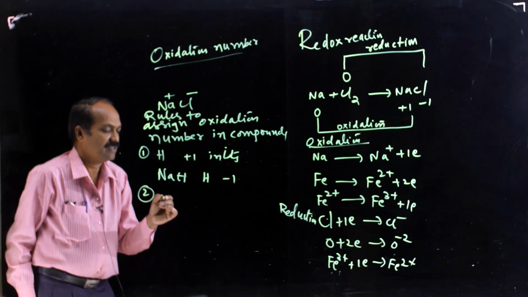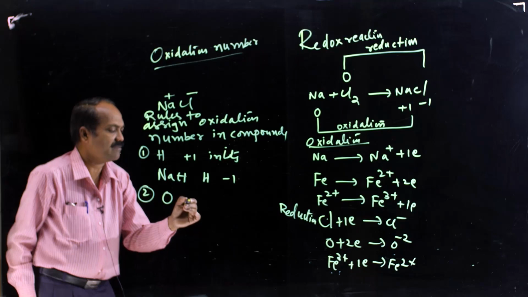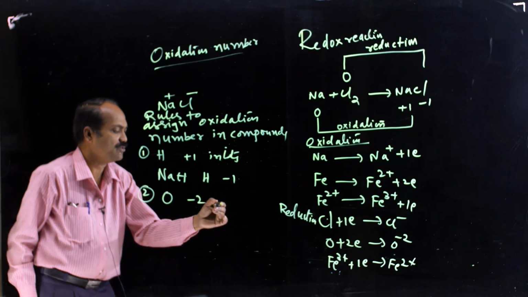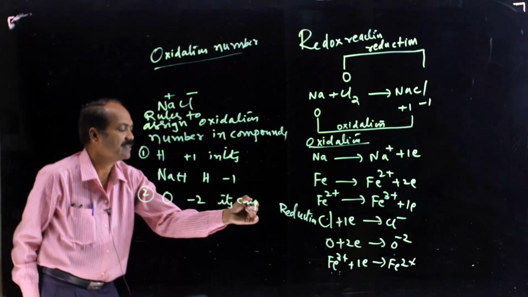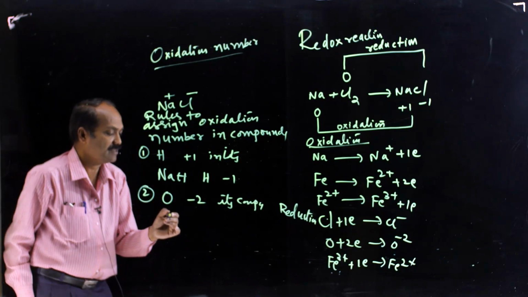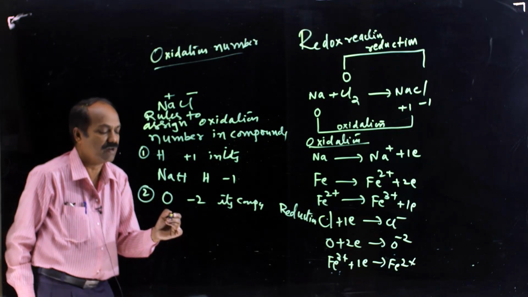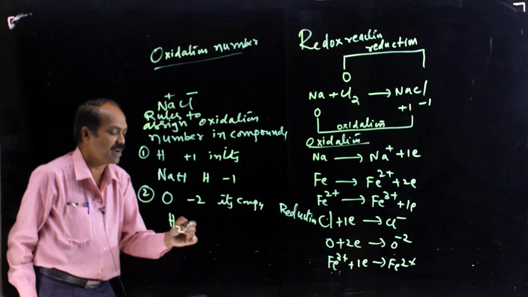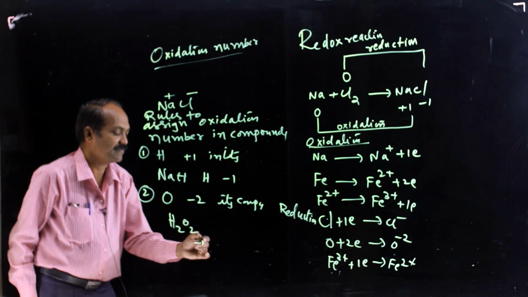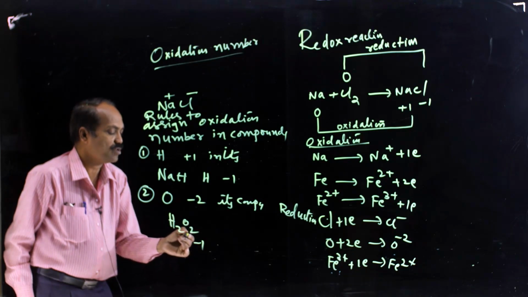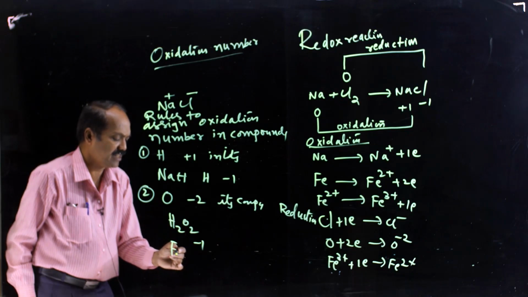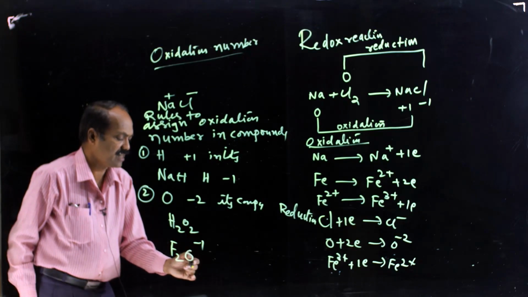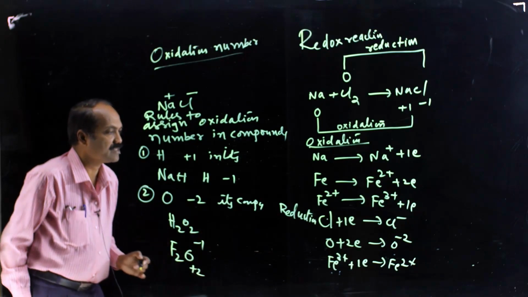The second rule is oxygen has always oxidation number -2 in its compounds, but there is an exception. Oxygen has oxidation number -1 in peroxides. In H2O2, oxygen has oxidation number -1. And also there is another exception. In F2O, oxygen has oxidation number +2. These are the two rules.